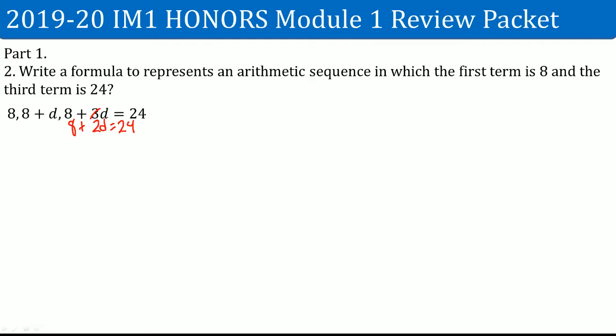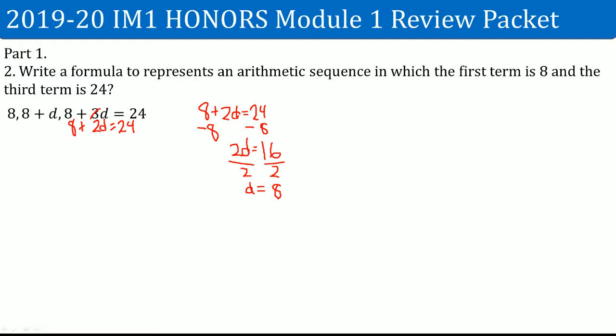And then what I wrote out here would be how I would solve for the common difference. So let me just write it out here. 8 plus 2D is equal to 24. Subtract 8, subtract 8. You get 2D is equal to 16. Divide by 2, divide by 2, you get the common difference here is 8.